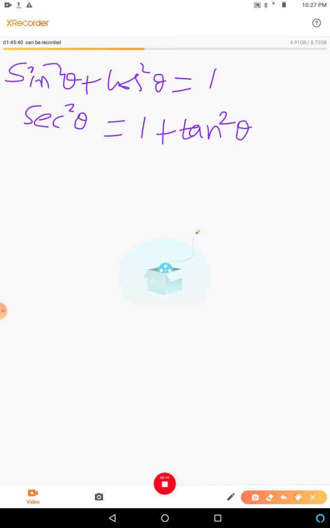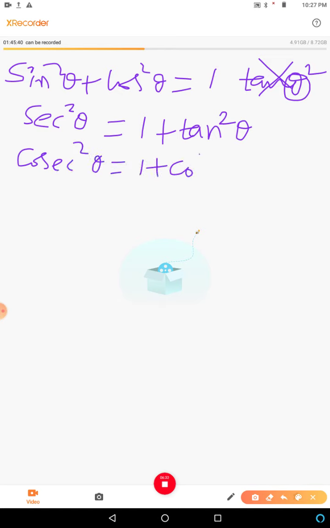You can only square the function, not the angle. If you write tan theta squared, it is wrong. You can only square the function, like tan square, cosecant square. In the same way, cosecant square theta will be equal to 1 plus cot square theta.